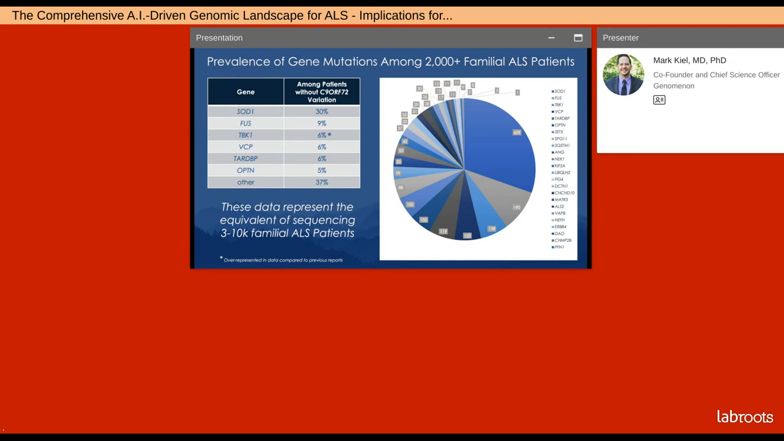And when I do some back-of-the-envelope calculations, the number of patients with mutations in each one of these genes is sufficient in our data set to reflect what would only be available in a sequencing study of 3,000 to 10,000 familial ALS patients. And so that's, as I've suggested throughout, a reflection of the unique value that can only be extracted when you look at this data at scale in a very comprehensive and exhaustive way.